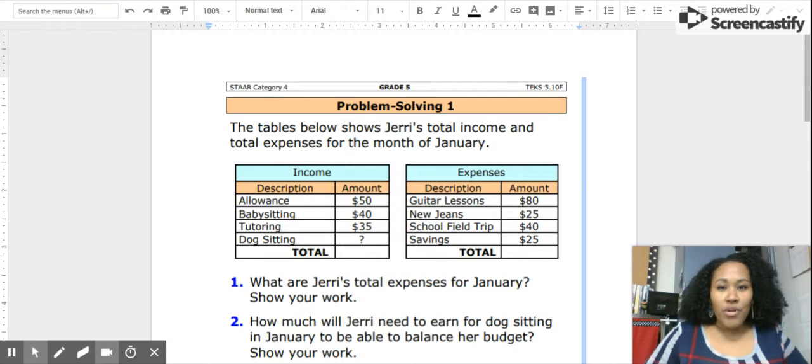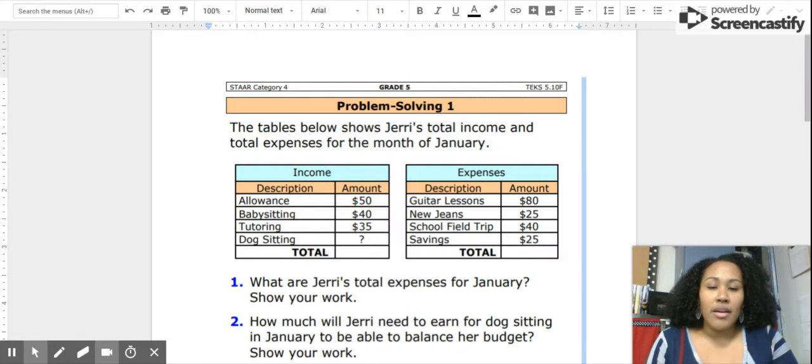Hi, guys. So, what we're going to be talking about today will be balancing a budget, and we're going to do problem solving number one, and we'll do it together.